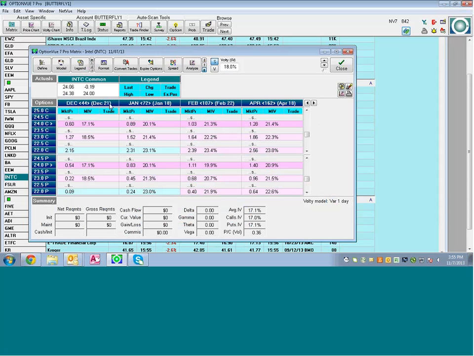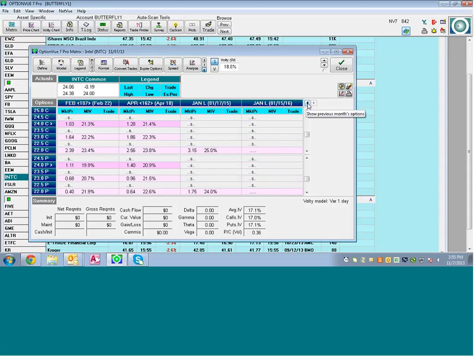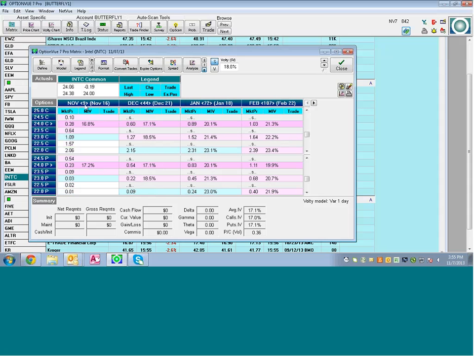If I want to see more months, I can see December, January, February, April. There's even more because there's a right arrow here. So I can go into January L, standing for leap, and another L for the leap of the next year. Now there's no more showing because that's grayed out. Now I have to go backwards. I can look backwards by using the left arrow, and I can go back to the very beginning. Our first front month option is the November.